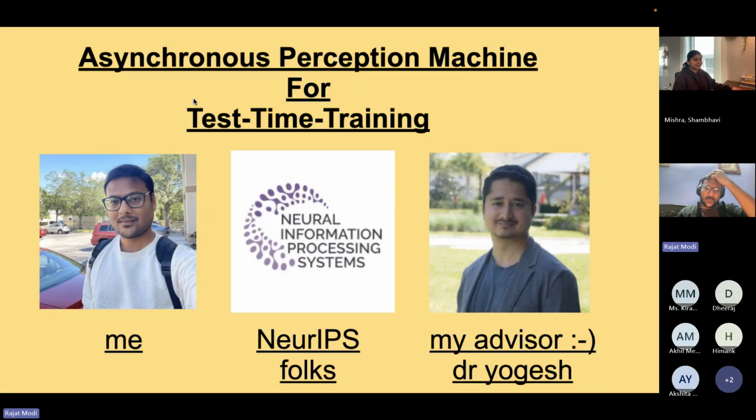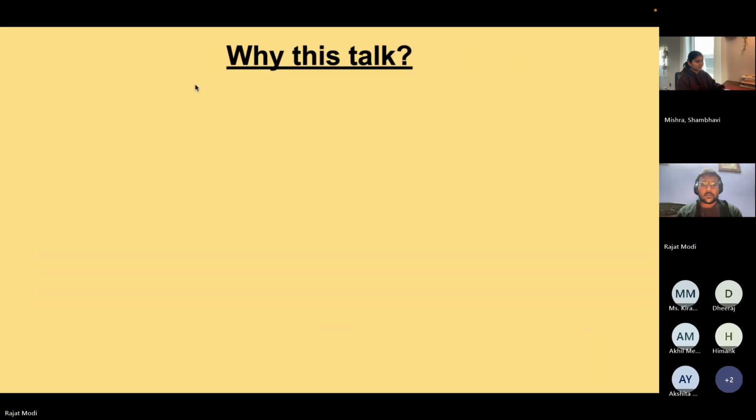This paper is titled Asynchronous Perception Machine for Test Time Training, and this was a joint work between me and my advisor, Dr. Yogesh, and this was published in NeurIPS last year. So we presented it in Vancouver in December. So the key point is, why am I giving this talk?